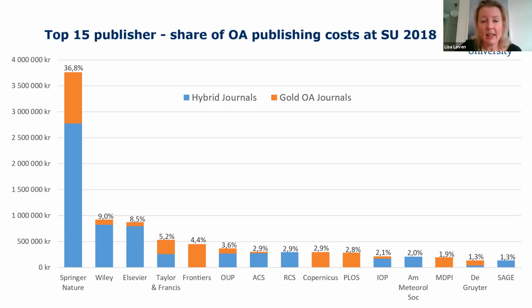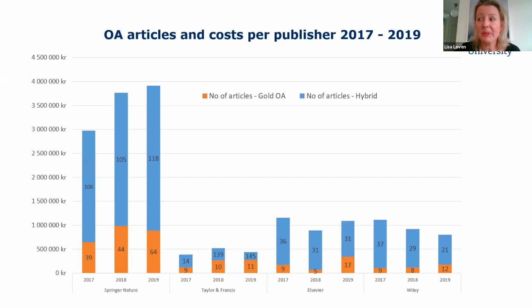A new chart. Since we have been doing this cost compilation for a few years now, I amused myself with looking at the top 4 publishers where we publish and pay the most, 2017 to 2019. And notable here is the high number of articles with Springer Nature and Taylor & Francis, and that's because of the read and publish agreements that we have in Sweden.